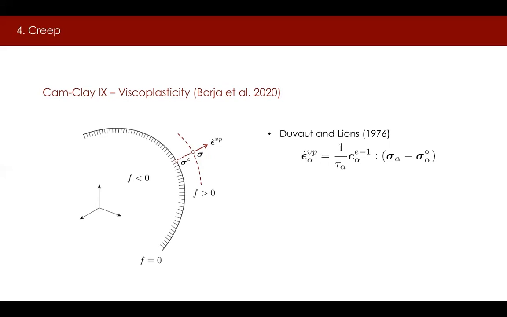The second is a formulation by Perzyna, which states that the rate of viscoplastic strain depends on how large is the value of the yield function f. Here, the two angle brackets are the Macaulay brackets, and the quantity eta in the denominator is the viscosity coefficient.